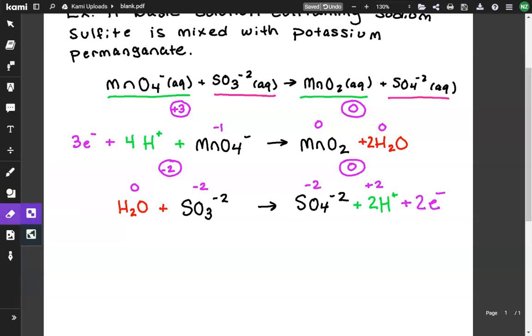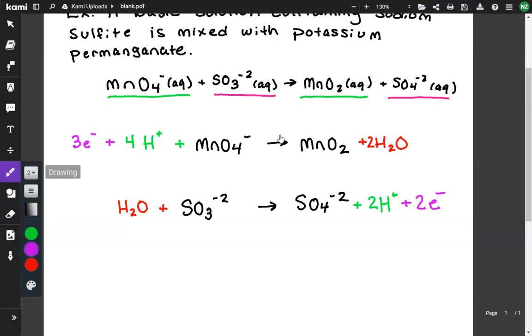Okay, just to make this a little clearer, I'm going to erase all this extra stuff on my scratch work here. Okay, so we have our 2 reactions now. What's our next step, Joel? We got to get something to cancel. What do we need to do? The electrons. Okay, so our electrons need to cancel.